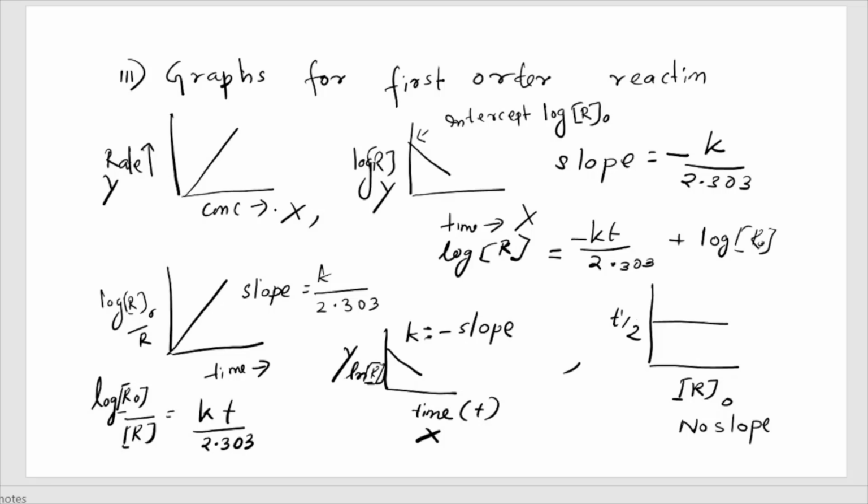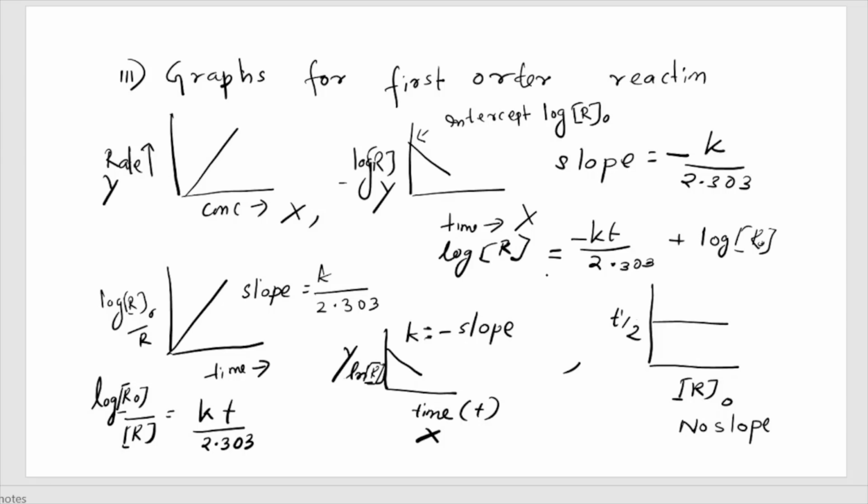And here log r. What is log r and ln r? For log r, there is the 2.303. So when you draw the graph, it is plotted between log r on the y-axis and time on the x-axis. Then what is the formula? Log r equals minus kt by 2.303 plus log r0.